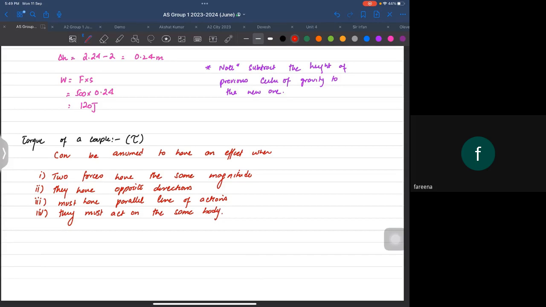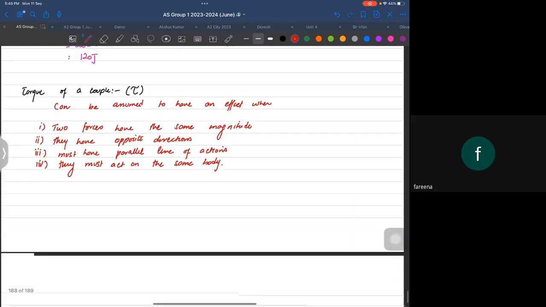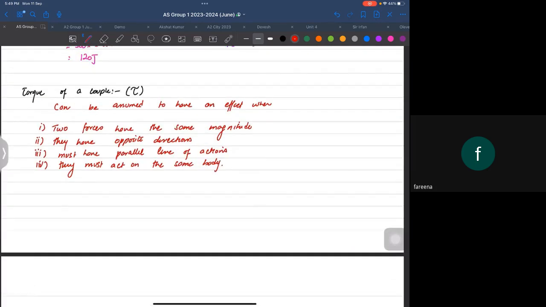Now, with respect to this, I just want to tell you that suppose there's an object like this. Its center is here. This is the center. And torque of a couple means there are two forces, one force acting this way of equal magnitude, let's call this F, the other force acting this way of equal magnitude like this.